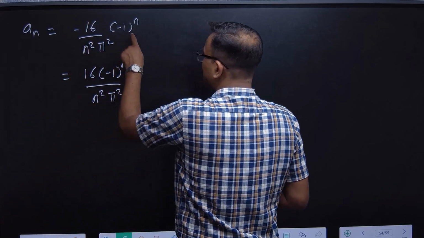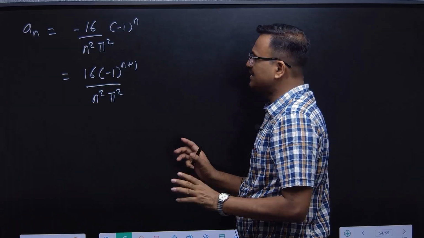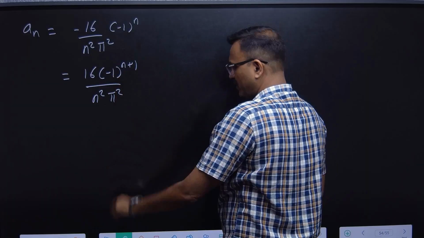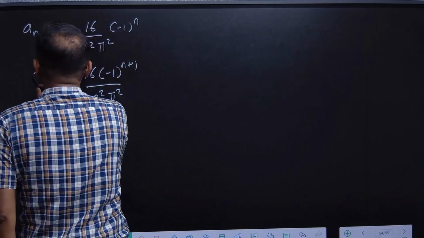It is minus into minus 1 raised to n. You can keep it as it is, or you may write it as minus into minus 1 raised to n, that is, minus 1 raised to n plus 1. So we have got our a_n.